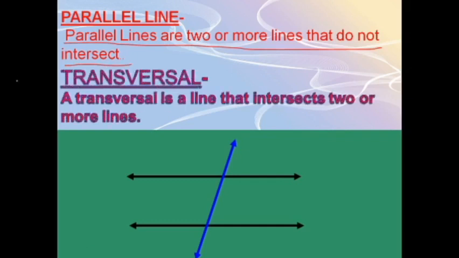So what is meant by transversal? A transversal is a line that intersects two or more lines, whether they are parallel or not. The line which intersects any two lines or more than two lines is called a transversal. Here the blue line which intersects these two black lines is called a transversal.